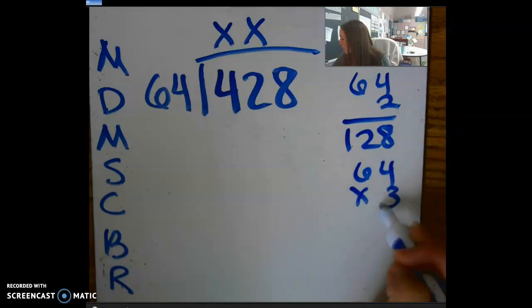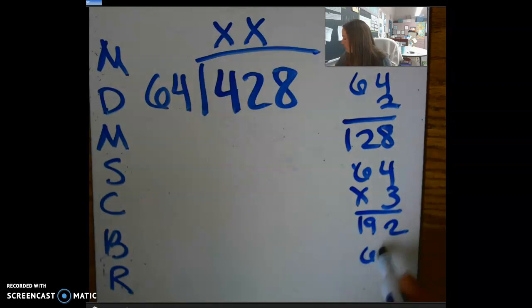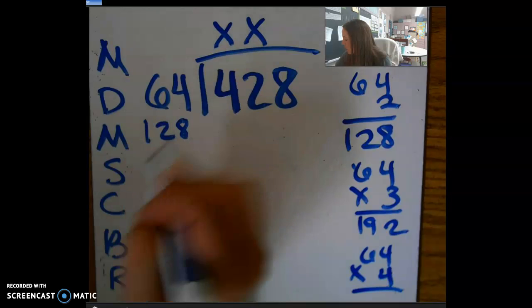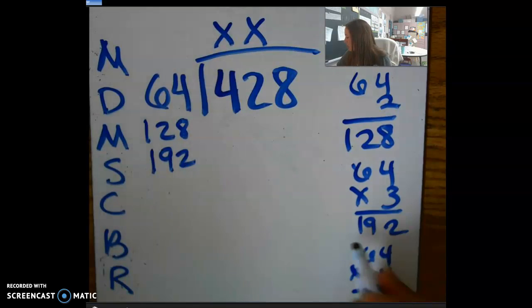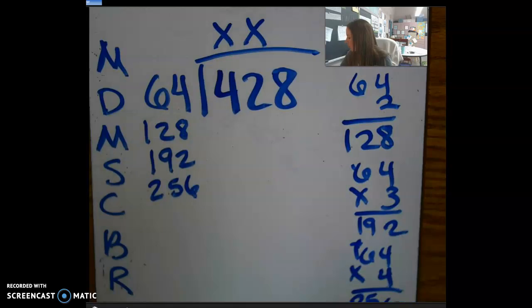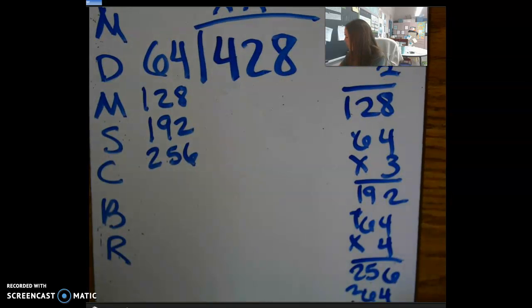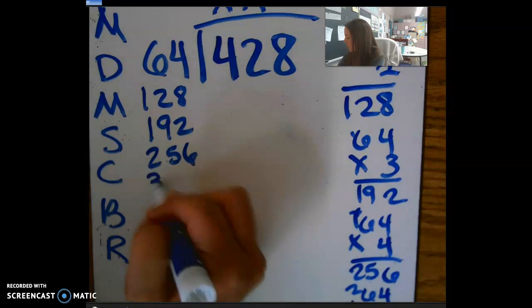Okay, so 64 times 3 is 192. 64 times 4, and I should be writing these out as I get them, is 256. 64 times 5 is, 6 times 5 is 30, plus 2 is 32. There we go. 320.